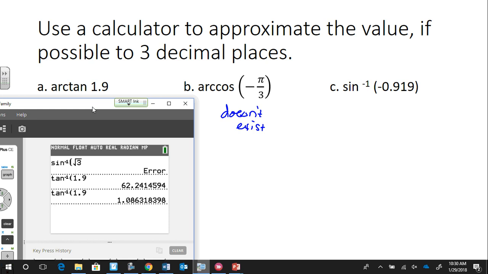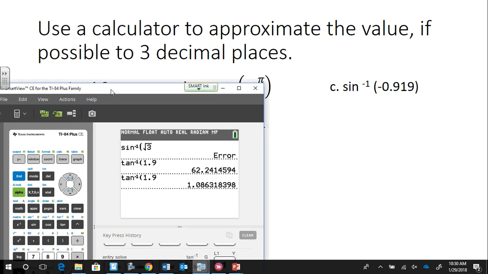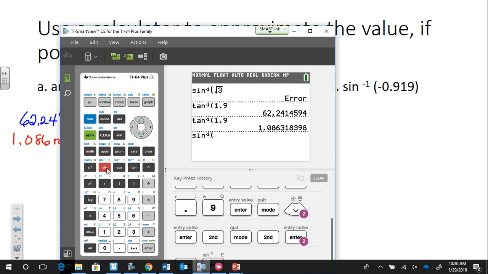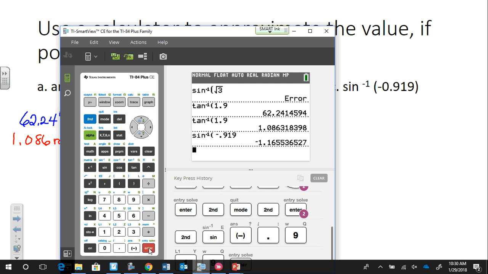Okay? How about inverse sine, the angle whose sine is a negative 0.919. Arcsine of negative 0.919, because the arcsine is only defined in the fourth and the first quadrant, negative pi over 2 to pi over 2. We're only going to get one value here. Does that make sense? Okay, and that's going to be a negative 1.166 in radians. What was it in degrees? Negative 66.78.